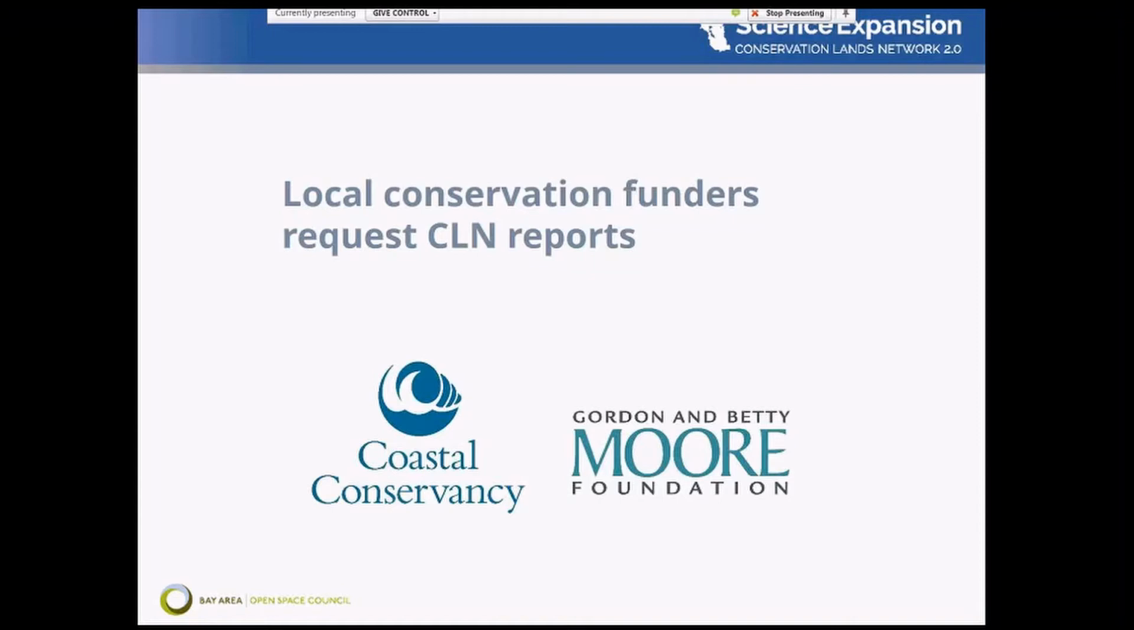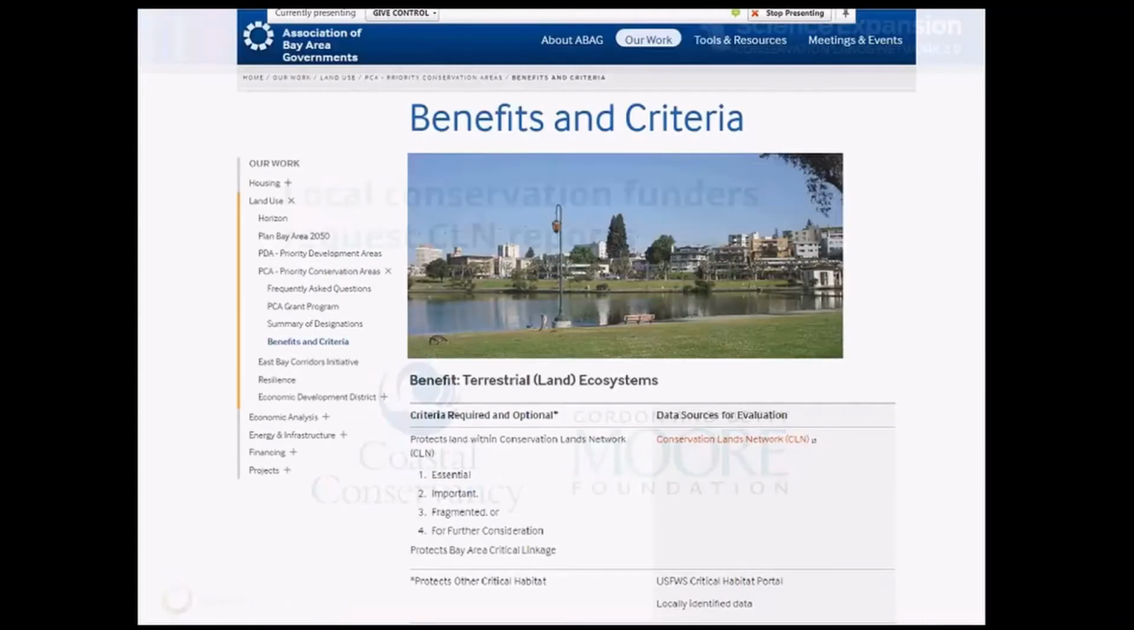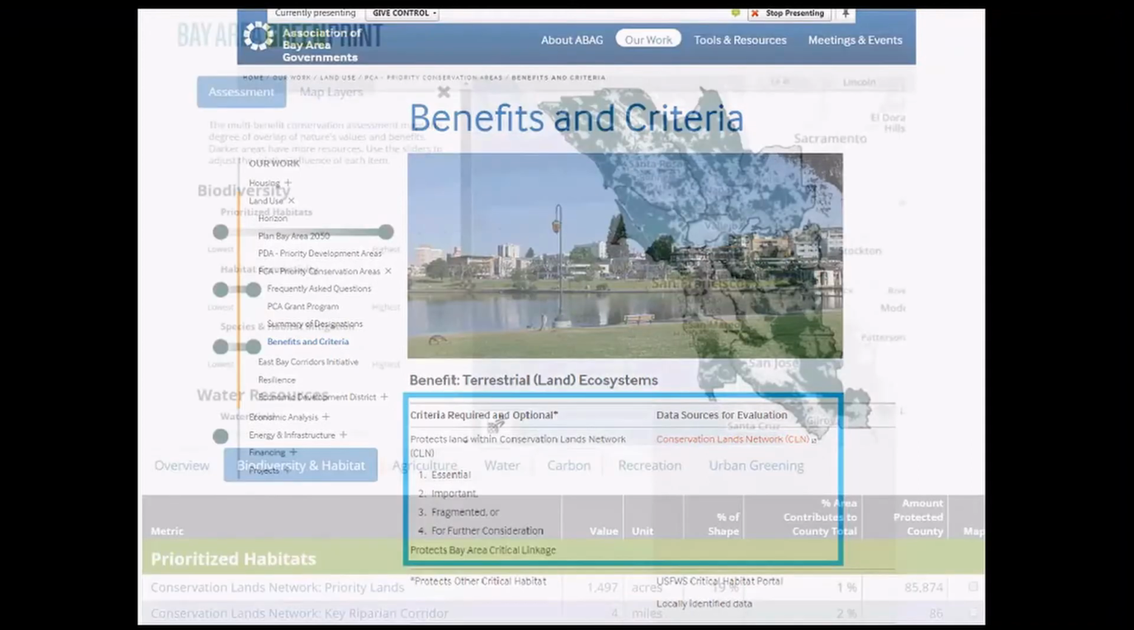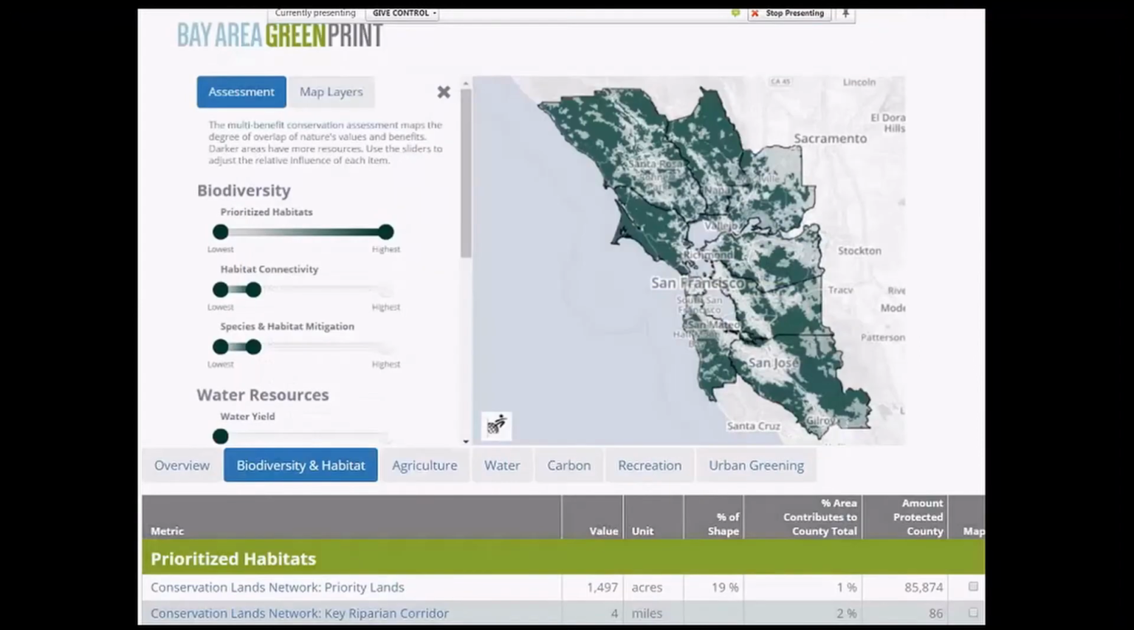The CLN is also the criteria for terrestrial ecosystems in our MPOs, our Metropolitan Planning Organization's Priority Conservation Areas program. And the CLN is also the biodiversity inputs or components to the Bay Area Greenprint, which you can check out at bayareagreenprint.org.